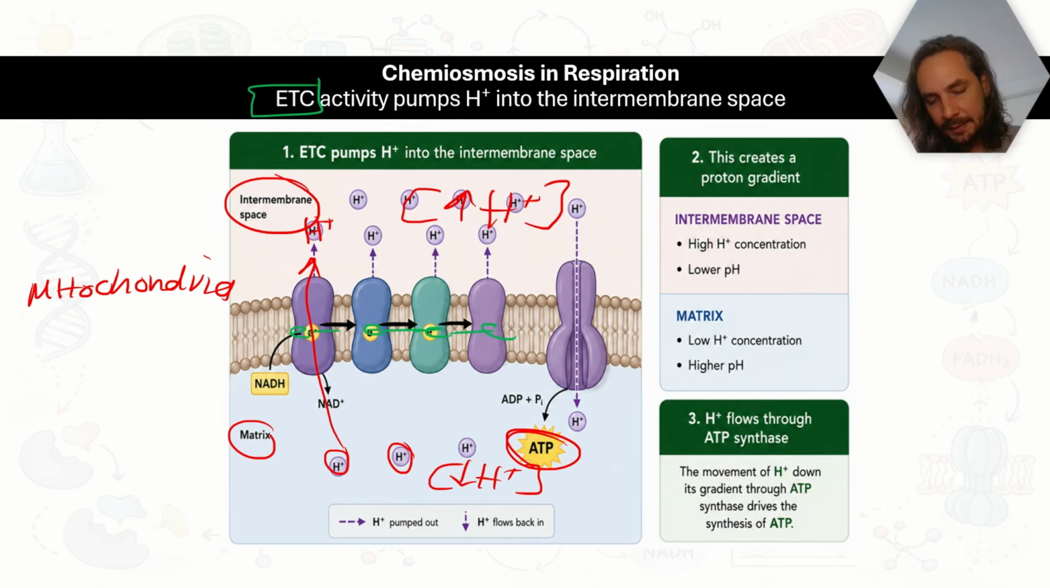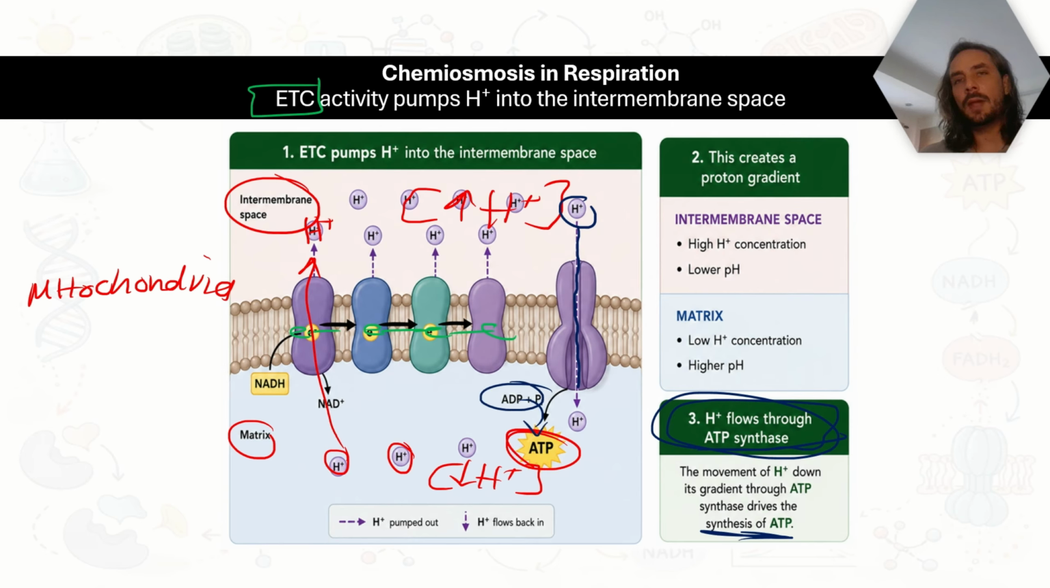So as this proton flows back through ATP synthase, it drives the synthesis of ATP. So we phosphorylate ADP to make ATP. And that's chemiosmosis, and it happens in both mitochondria and chloroplasts. Slightly different locations, but we learn.